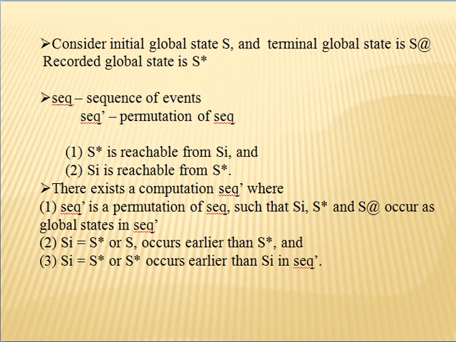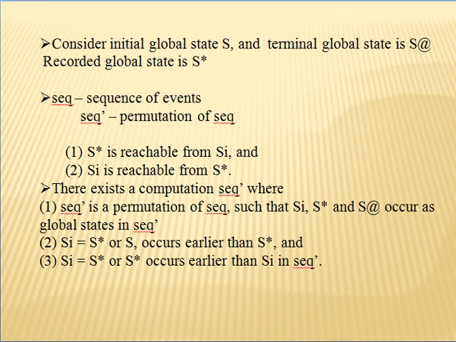The third point is that it should be the terminate state. The recorded global state occurs earlier than the terminate state in sequence S dash. So the recorded state will be in the middle, that is, between the initial state and the terminate state.